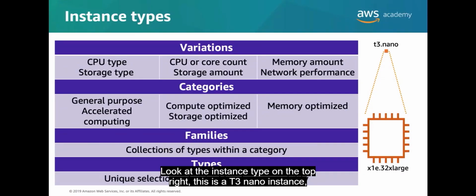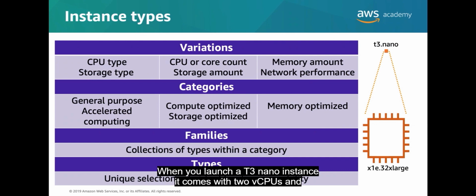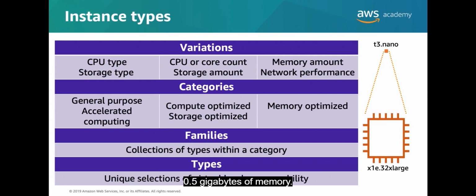Look at the instance type on the top right. This is a T3 Nano instance. It is part of the burstable general purpose category and a part of the T3 family of instances. And the Nano part refers to a specific instance type in that family. When you launch a T3 Nano instance, it comes with 2 vCPUs and 0.5 gigabytes of memory, and up to 5 gigabits per second of network performance, with its operating system on Amazon EBS storage.